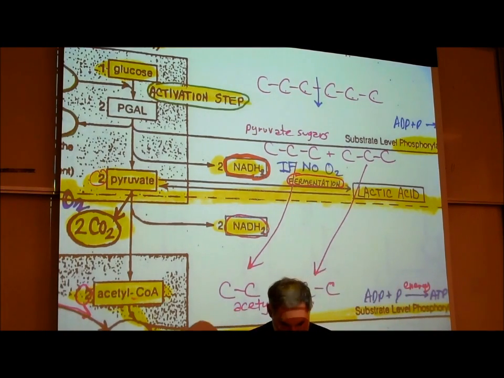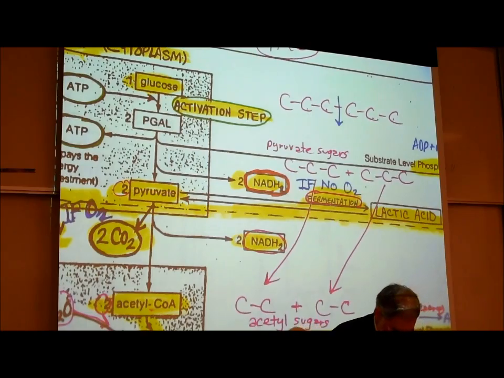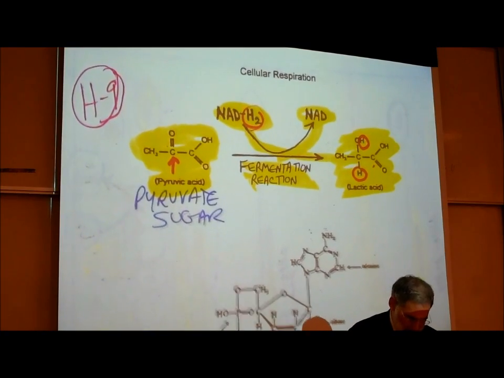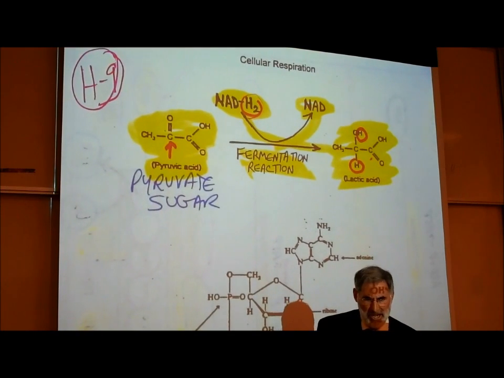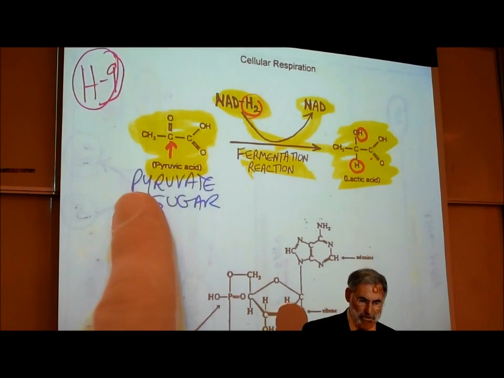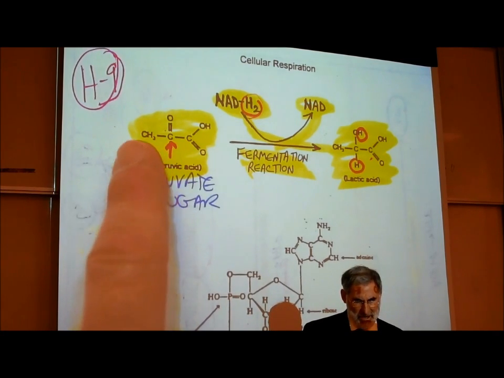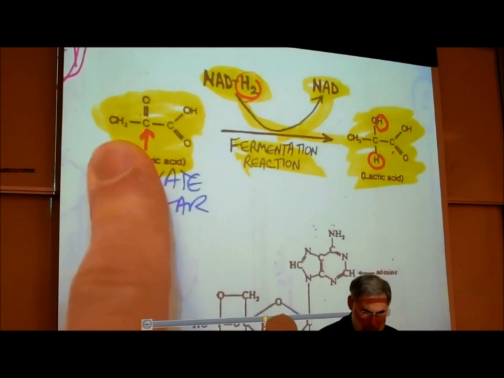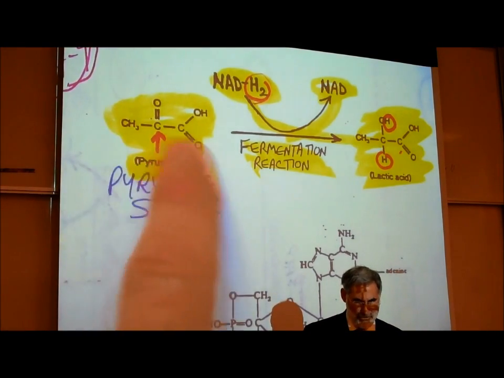Let's show you that. Take a look at the top of page H9. On the very top of page H9, it shows on your left pyruvic acid, which is another way of referring to pyruvate sugar. Notice it's 3 carbons big. I'm not asking you to memorize its structure, but I want you to just look at it. It's got 1, 2, 3 carbons. Everybody see that? 1, 2, 3 carbons.